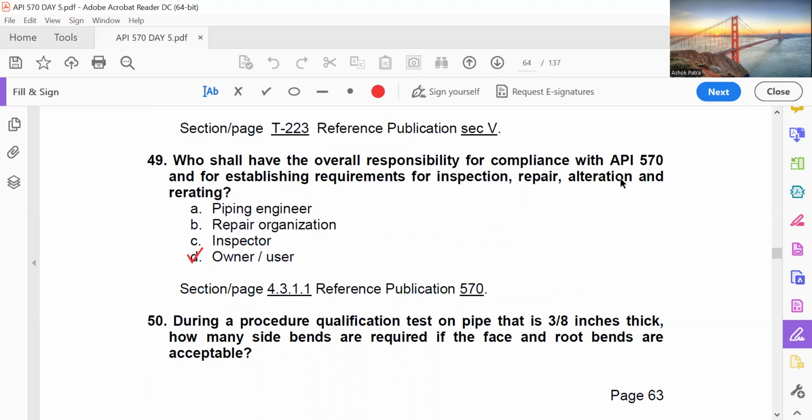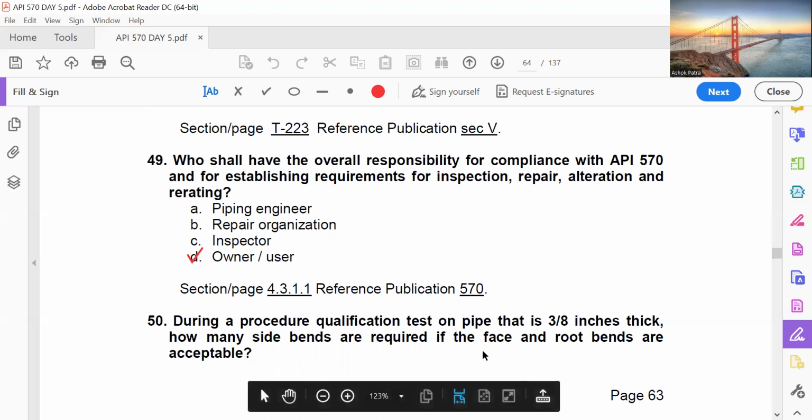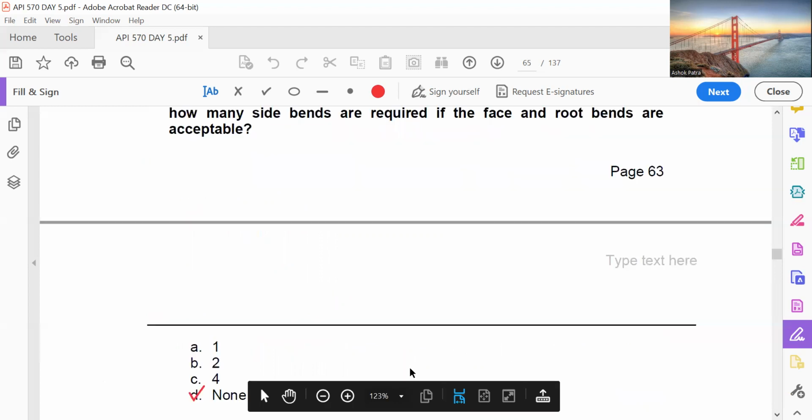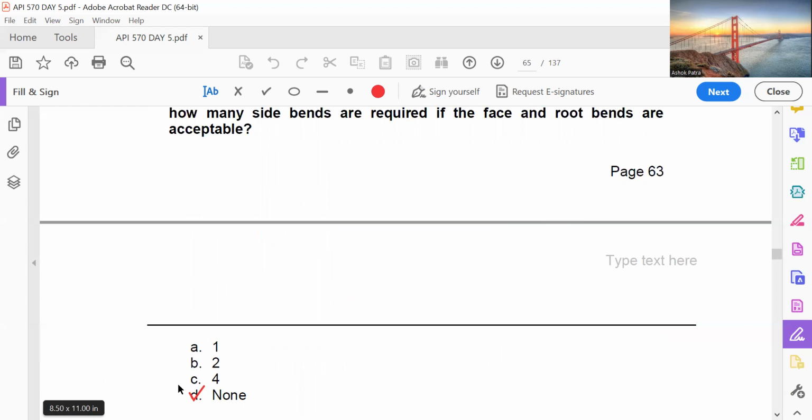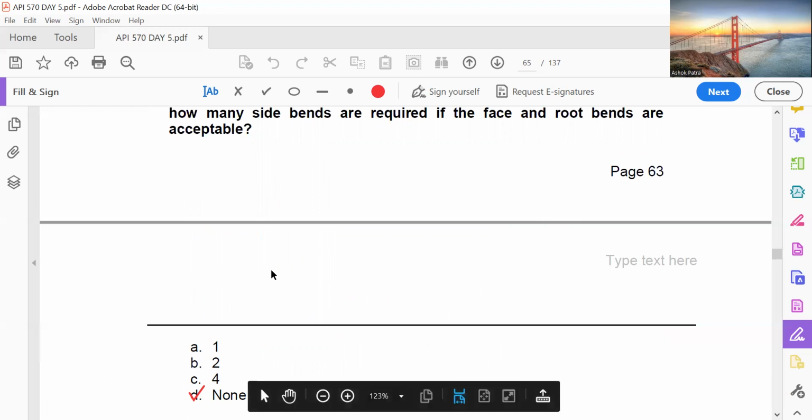So who shall have the overall responsibility of compliance with API 570 and for establishing requirement for inspection, repair, alteration, and re-rating? Owner user. During a procedure qualification test on pipe that is 3/8 inch thick, how many side bends are required if the face and root bends are acceptable? Side bend is not required, because root bend and face bend are allowed.